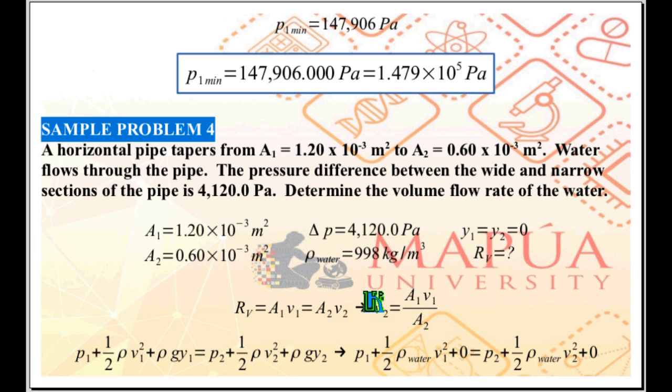We can use this in combination with Bernoulli's equation. Bernoulli's equation: P1 plus 1/2 rho V1 squared plus rho g y1 is equal to P2 plus 1/2 rho V2 squared plus rho g y2. Same level, y1 is equal to y2 is equal to 0. Therefore, rho g y1 and rho g y2 both are equal to 0. And the density rho is just that of water, 998 kilogram per cubic meter.